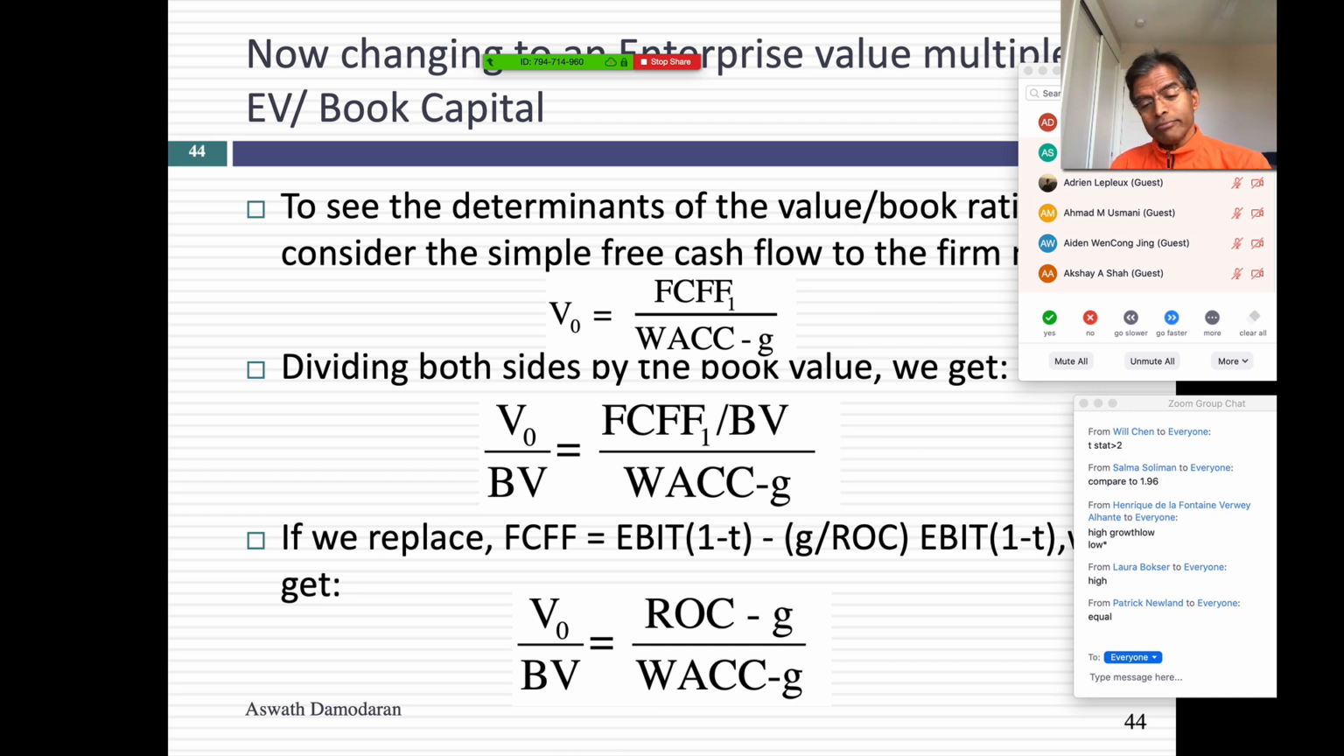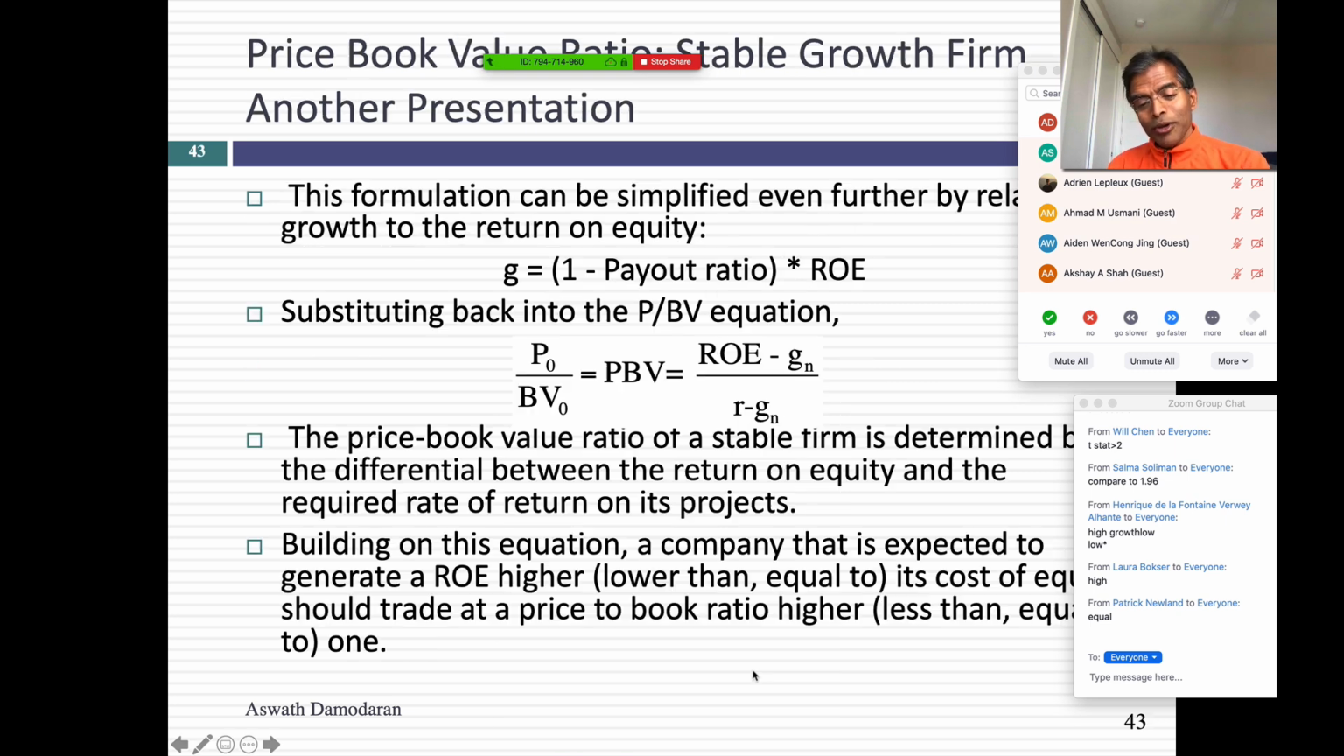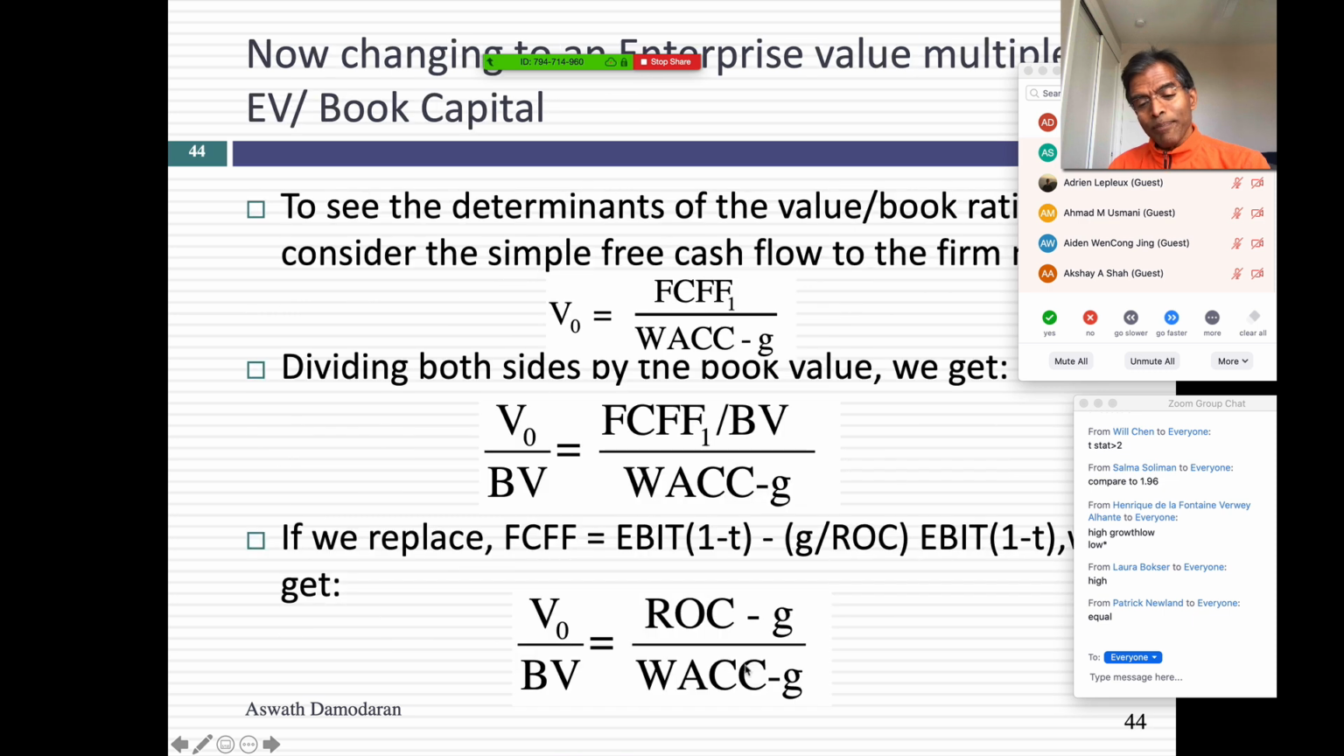You know what drives it? Return on capital minus the growth rate, divided by the cost of capital minus the growth rate. So compare the two equations. They're actually very similar, right? Instead of market value of equity, I use market value of the entire firm's operating assets, enterprise value. Instead of book value of equity, I use book value of the invested capital. Instead of return on equity, I use return on capital. Instead of cost of equity, I use cost of capital. But the same relationship applies.